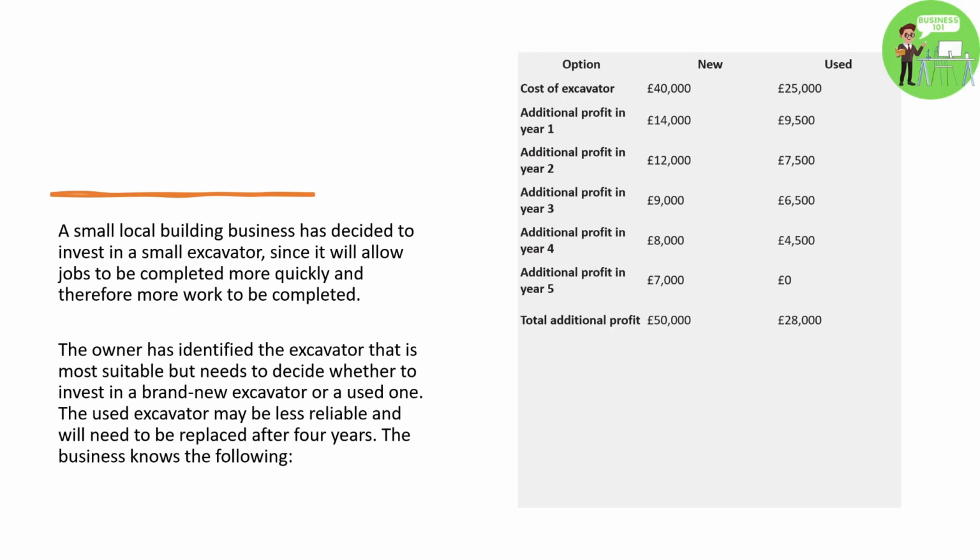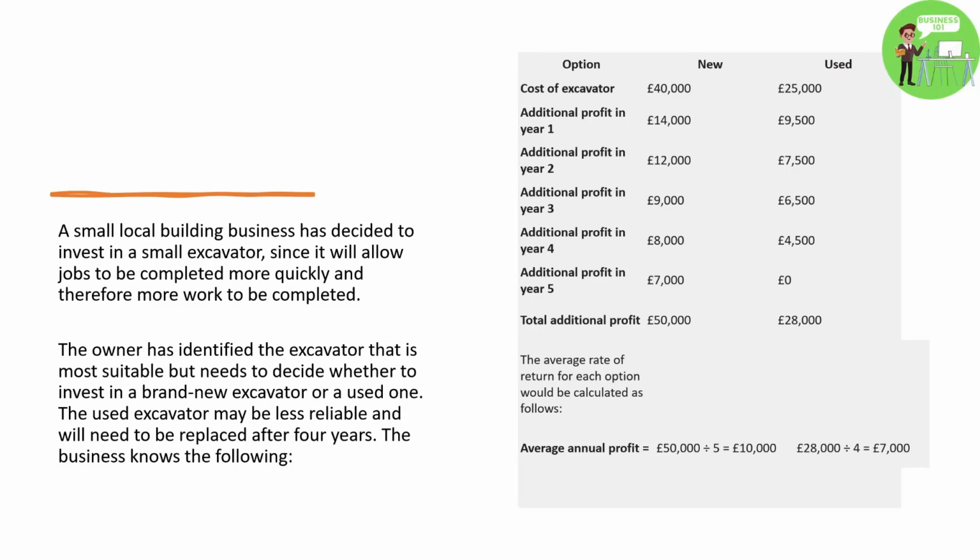The business knows the following, and this brings us over to our nice little table of figures. So we have the initial cost of the new and used excavator being £40,000 for the new and £25,000 for the used. And then we also have underneath that the additional profit from years 1 to 5 for both of these options, and then total additional profit at the bottom. So the average rate of return for each option would be calculated as follows.